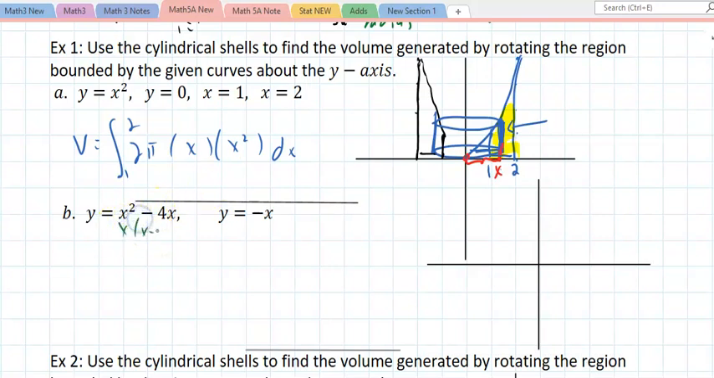y equals x times (x minus 4), so 0, 0, 1, 2, 3, 4, and the vertex is at 2, negative 2. A parabola that looks like this. Y equals negative x: 0, 0, 1 down, 1 to the right, 1 down, 1 to the right. So the line looks like this.